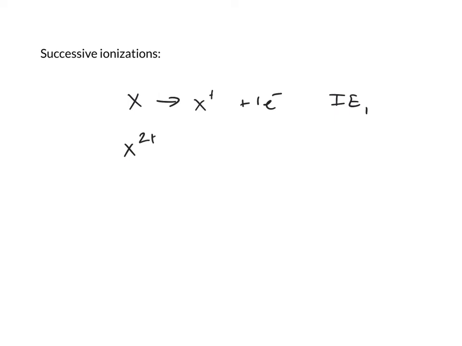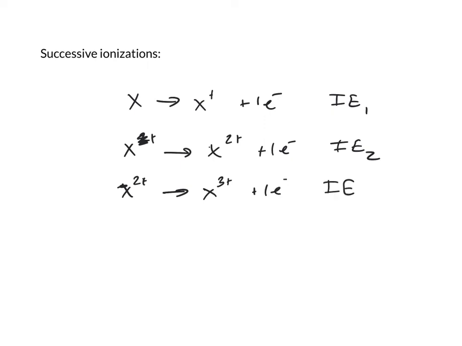But it turns out that I can remove another electron and end up with an ion with a 2+ charge plus an electron. We call this the ionization energy number 2. And I can keep doing this, right? I can take my 2+ ion and remove another electron and get a 3+ ion, and so on and so forth. I can keep doing this until I run out of electrons, in theory. A couple of things we should note about successive ionizations. Ionization energy 3 is always going to be greater than ionization energy 2, which is always going to be greater than ionization energy 1.